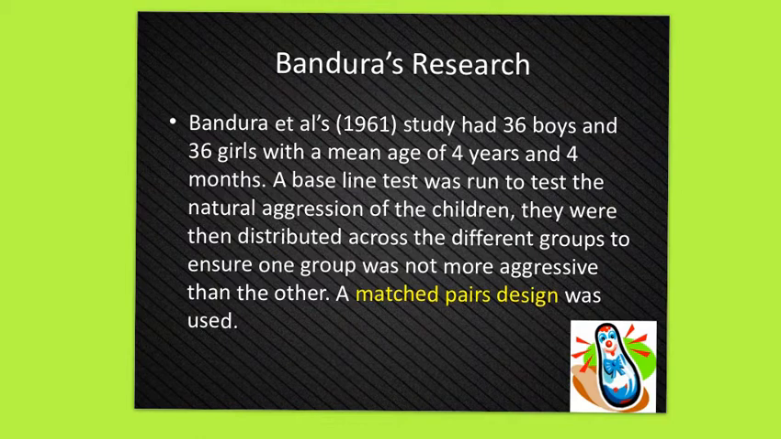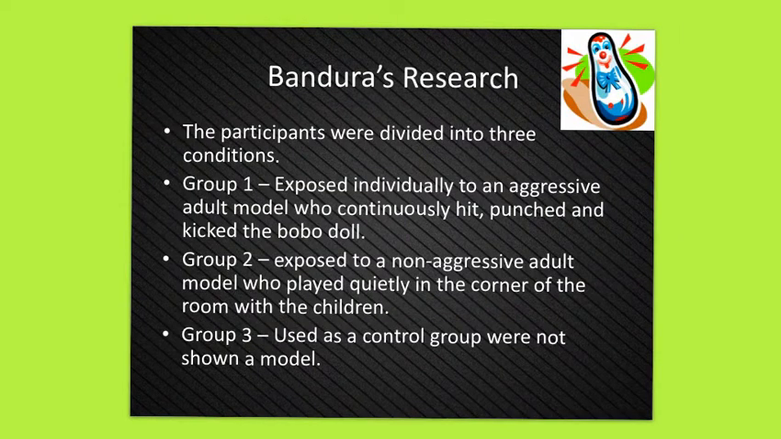Now, the way in which they did this is through the experimental design of using matched pairs design. This would be having each one of the groups and matching them based on characteristics, and then separating them across the 3 groups to ensure each one of those groups has the same person with each one of those characteristics within it. They were then divided into these 3 conditions, and they had various things in which they were exposed to.